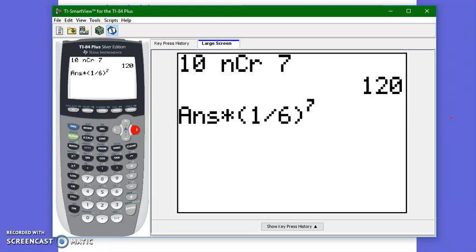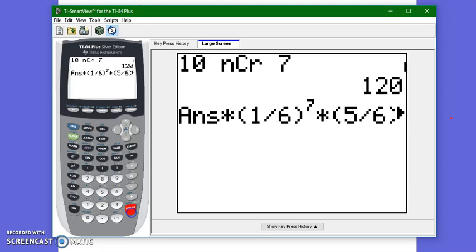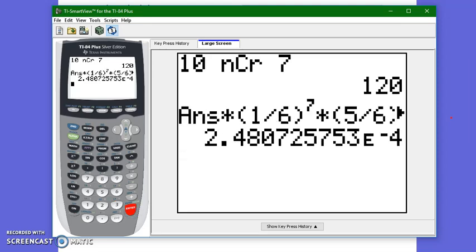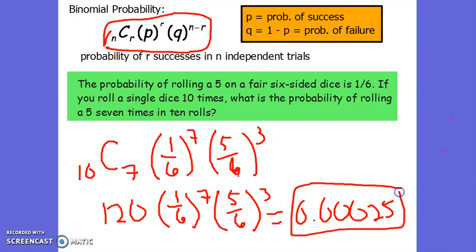And then we're going to multiply that again by (5/6)^3. If we compute that number, and again e to the -4, so let's move our decimal 4 units to the left, basically 0.123, and if we round it off, 0.125, there's the probability again of rolling a 5 seven times out of 10 rolls. And again, it should be fairly unlikely.